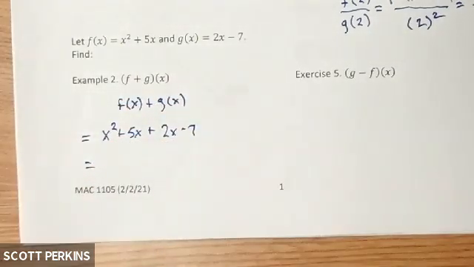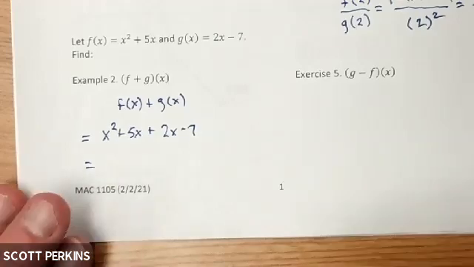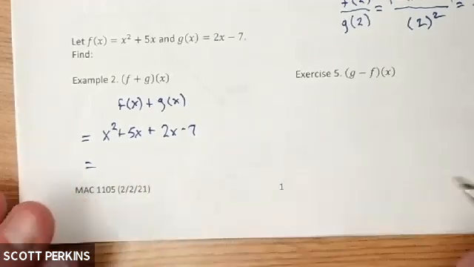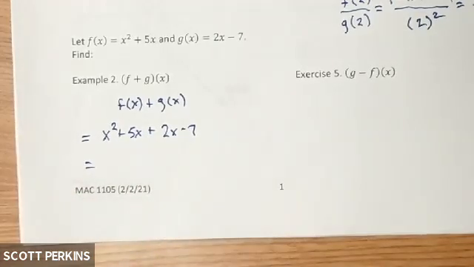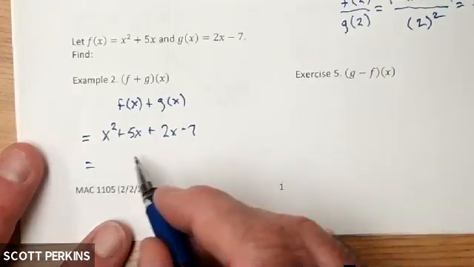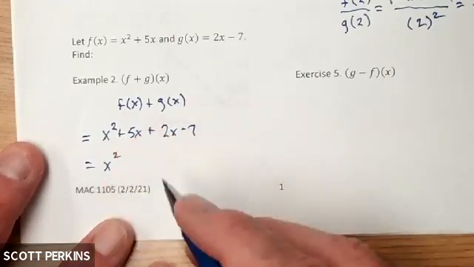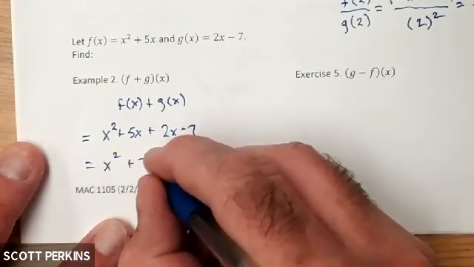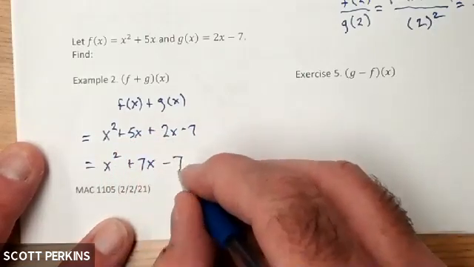And so my new function, the addition function that I could graph instead of graphing both of these functions separately, is what you get when you do any sort of simplifying. Now, some of them you won't be able to simplify anything. Others you'll be able to do a little bit. Like on this one, we can collect some like terms. So I've got x squared, and then 5x plus 2x is 7x, and then minus 7.